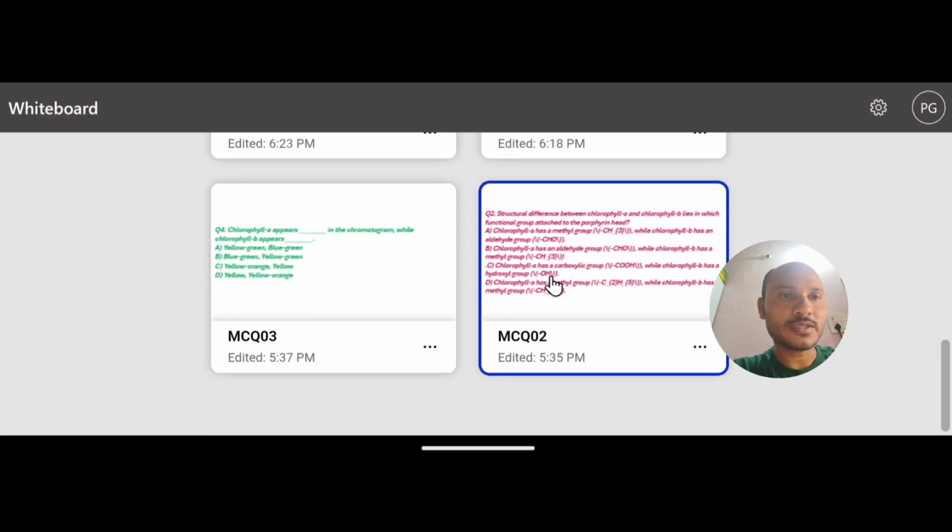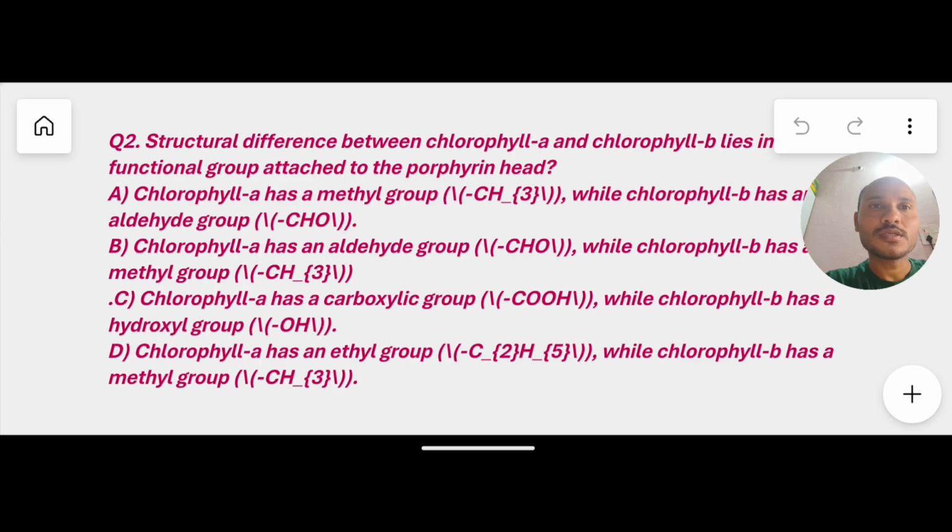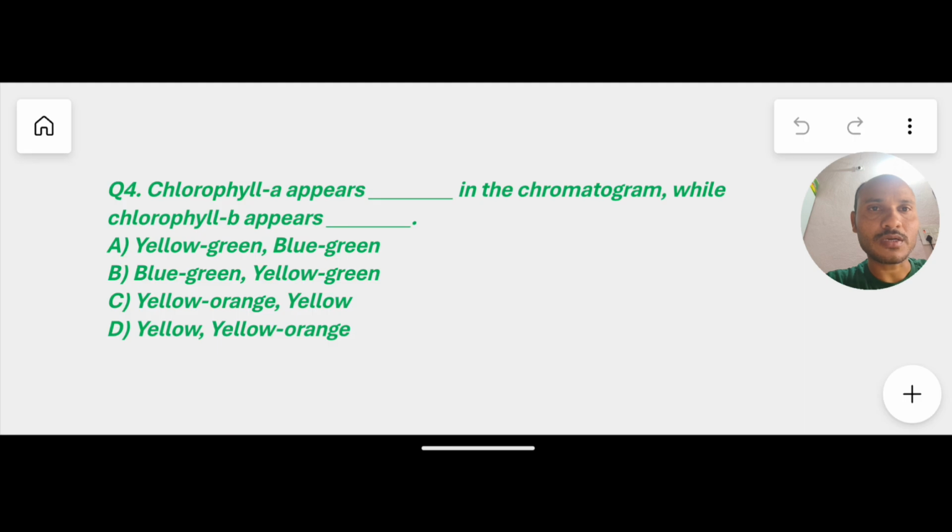One more MCQ. The structural difference between chlorophyll A and chlorophyll B lies in the functional groups attached to the porphyrin ring. Just now we have discussed the differences between chlorophyll A and chlorophyll B based on their functional groups. So read these 4 options and identify the answer. One more MCQ: chlorophyll A appears in which color, and chlorophyll B appears in which color?